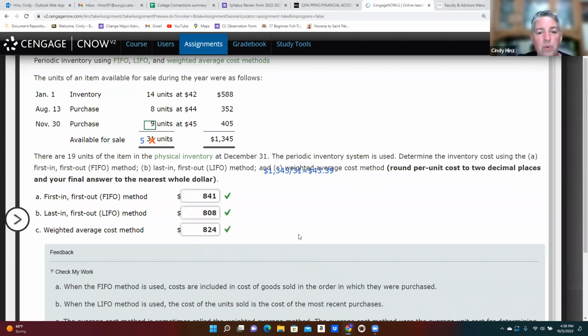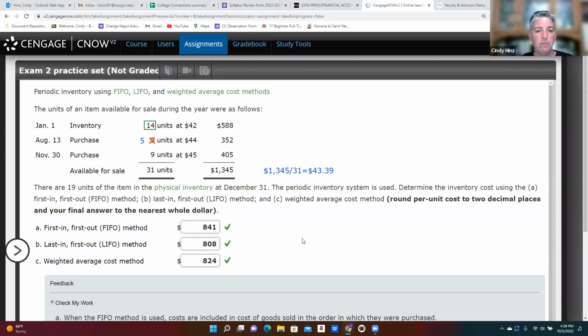So one more point about using the periodic system. It doesn't matter the order. It doesn't matter when the sale took place. We know we sold 12 units, but it doesn't matter whether we sold them after the first of January before we made a purchase, or after that purchase in August, or after that purchase in November.